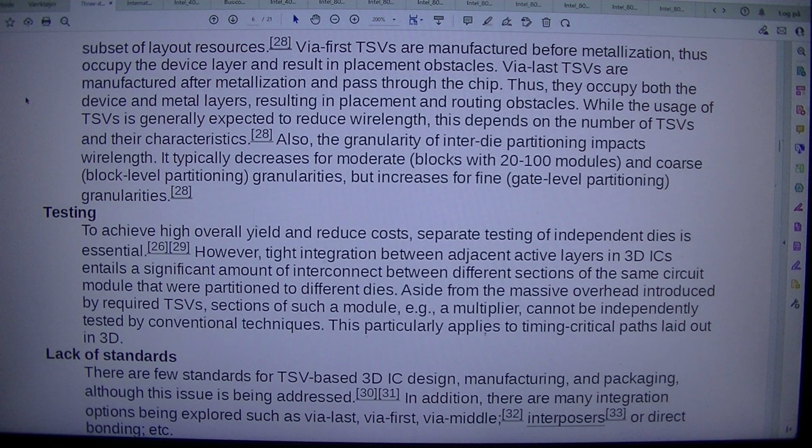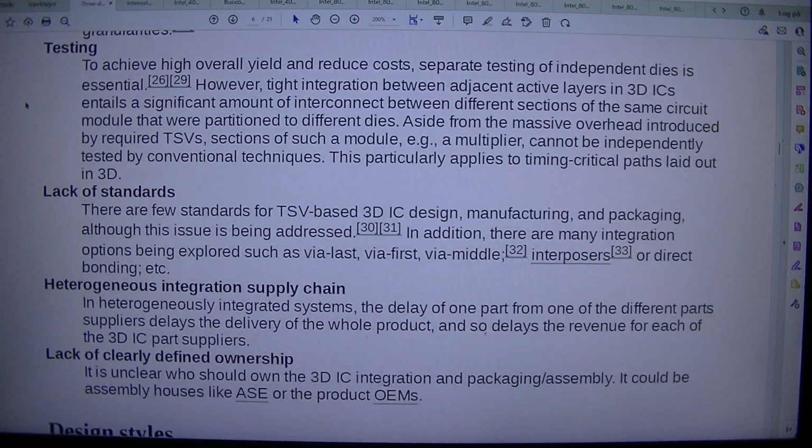While the usage of TSVs is generally expected to reduce wire length, this depends on the number of TSVs and their characteristics. Also, the granularity of inter-die partitioning impacts wire length. It typically decreases for moderate blocks with 20 to 100 modules, and coarse block-level partitioning granularities, but increases for fine gate-level partitioning granularities.